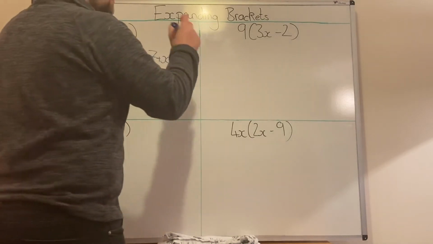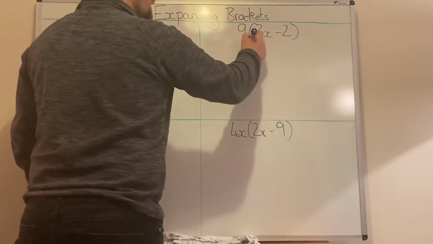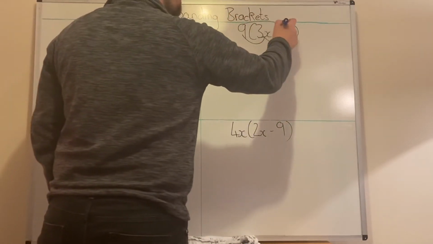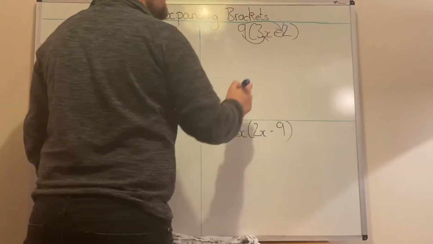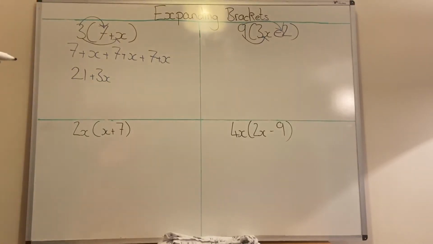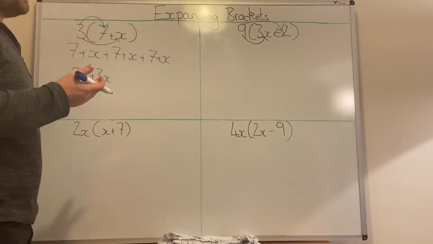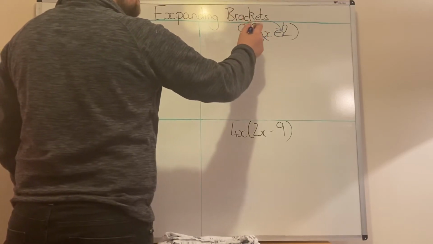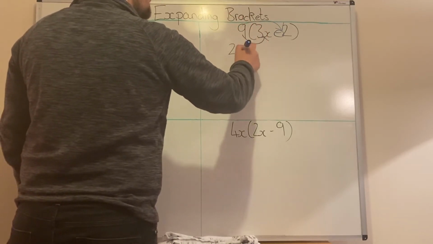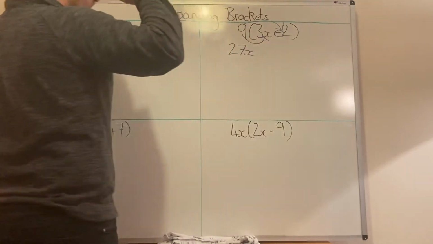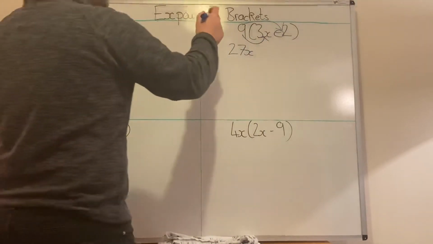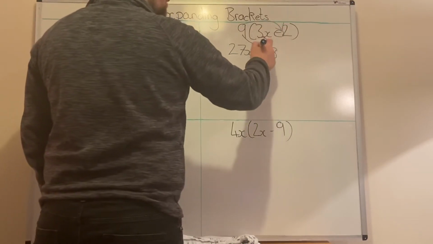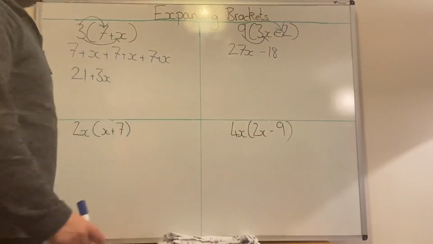Let's look at this one. So we're going to use our new method. We're going to do 9 times 3x, sorry, and 9 times minus 2. Don't forget your signs there. It's a common mistake, that. People forget the signs and it ends up being wrong because of that. Now 9 times 3 is 27, so 9 times 3x is 27x. 9 times 2 is 18, 9 times minus 2 is minus 18. Don't forget your minus sign.